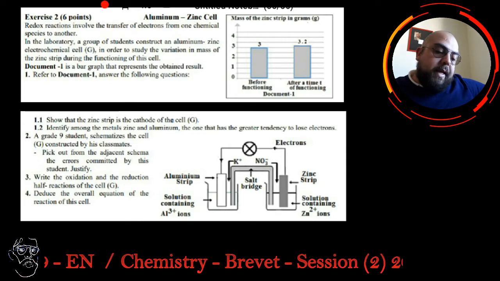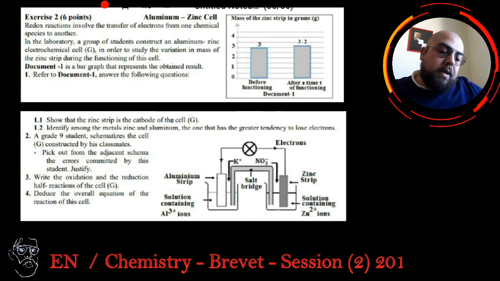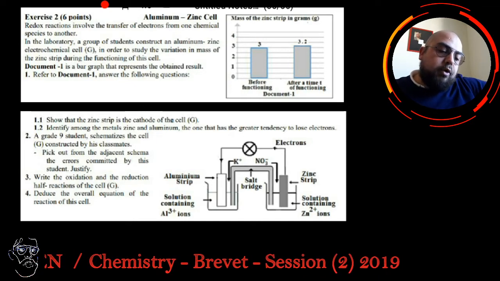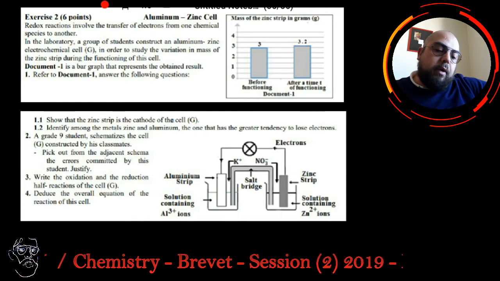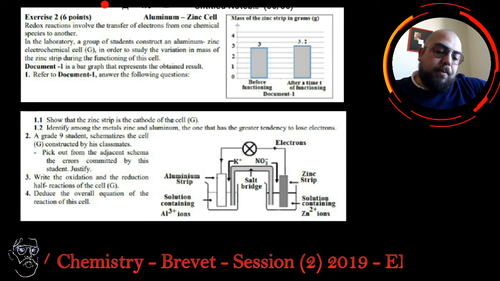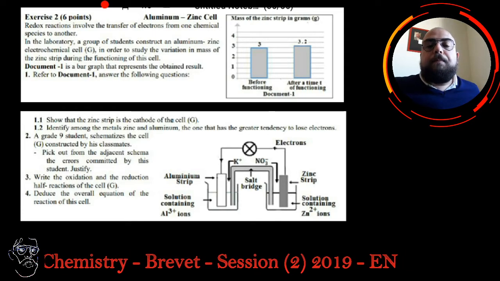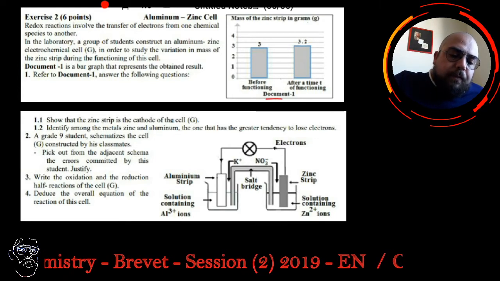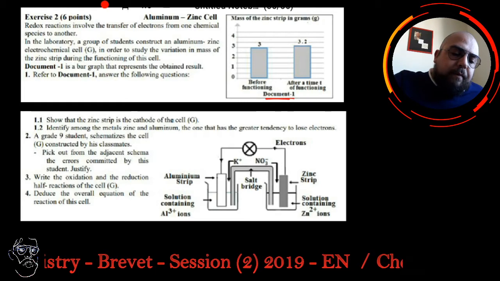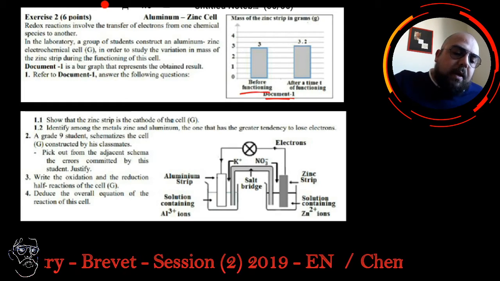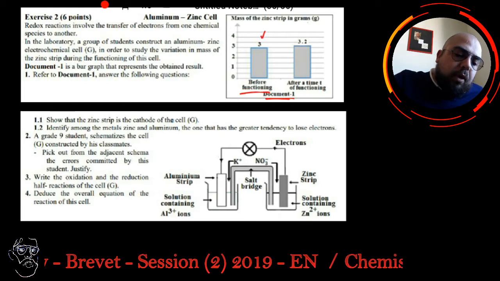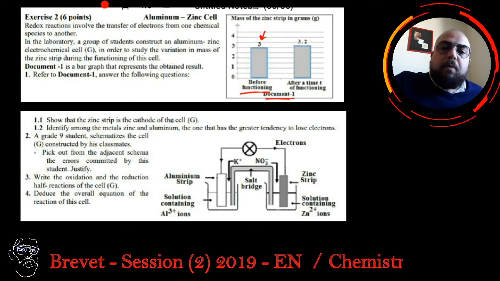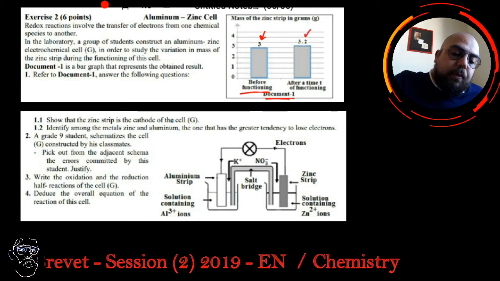Document 1 is a bar graph that represents the obtained result. Refer to document 1 and answer the following questions. Show that the zinc strip is the cathode of the cell G. Very simple. We're going to refer to document 1. Before the functioning of the cell, the mass of zinc is 3. After a certain time of functioning, the mass has become 3.2.